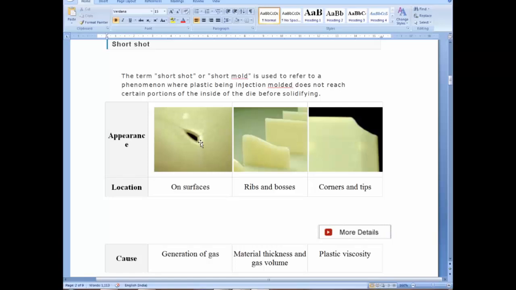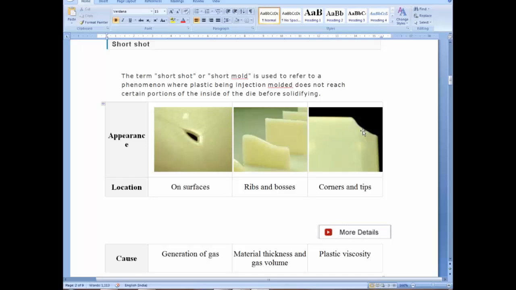Because of that, this hole is created, or some other defect may be created. Like you can see, these are the ribs, but here this rib is not formed completely, because it solidified early. Corners and tips, you can see this. The plastic could not reach this portion, and because of that the defect has appeared.